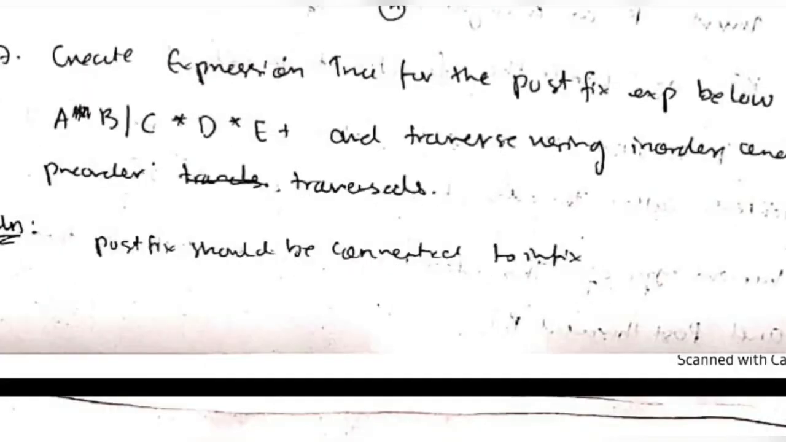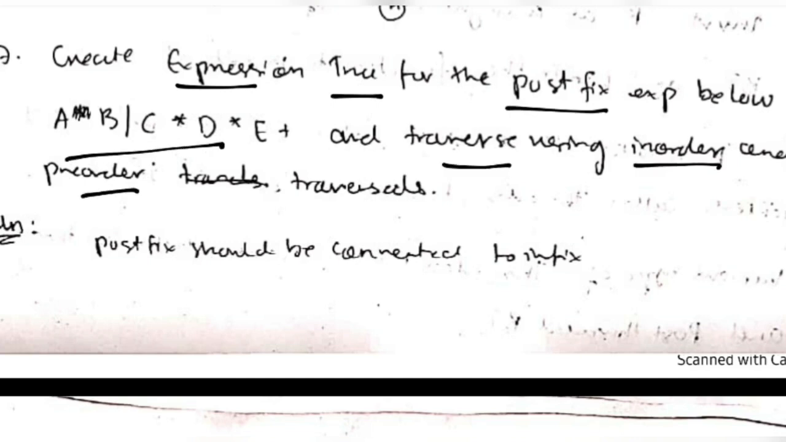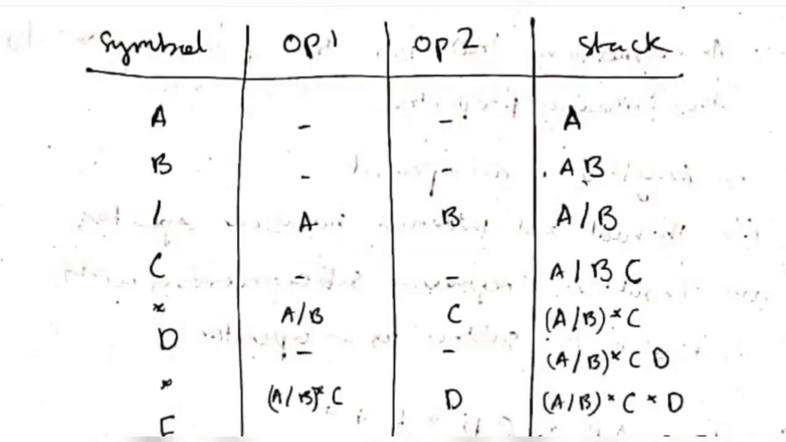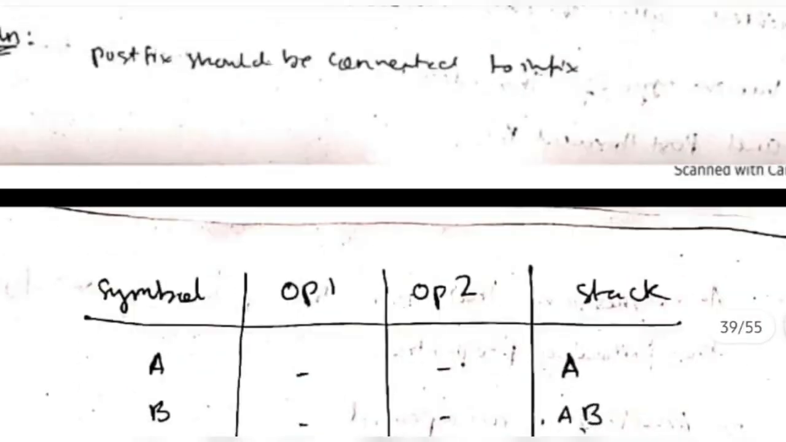In this question we have been asked to create an expression tree for the postfix expression given below, and traverse using in-order, pre-order and post-order traversals. Now see, if they have asked to create an expression tree, first we need to convert the postfix expression into infix expression. For the conversion we will make 4 columns. In the first one we will have symbol, and we will write one by one all the symbols in which the expression was given to us.